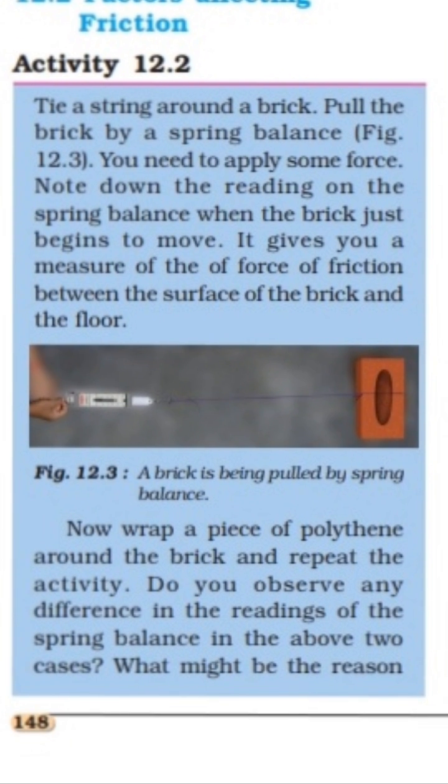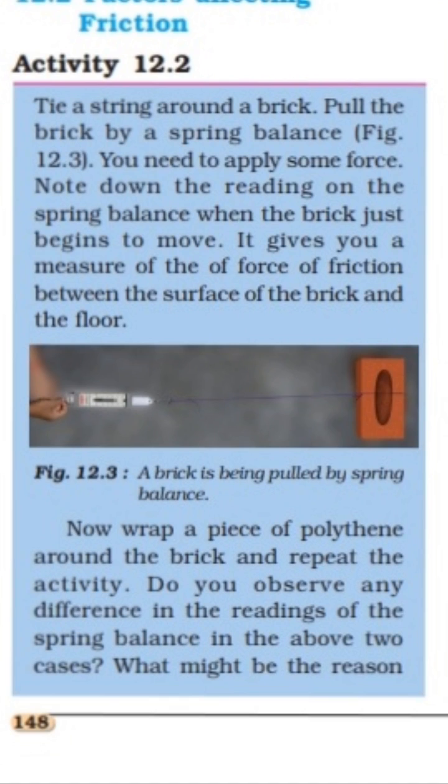Now, in the next activity, we have to wrap a piece of polythene around the brick and repeat the activity. We have to pull the brick which is wrapped with the polythene bag by the spring balance. Do you observe any difference in the reading of the spring balance in the above two cases?